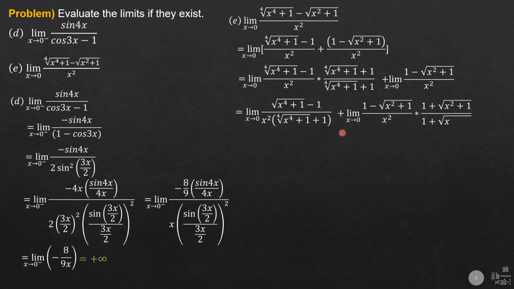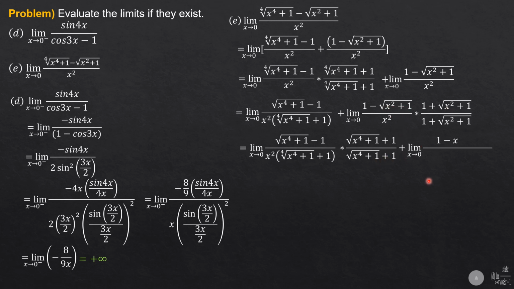So next, we rationalize further. So we rationalize the numerator of the second term by multiplying by 1 plus the square root of x squared plus 1, the conjugate of this, over the same thing. We also rationalize this further by multiplying by the square root of x to the fourth plus 1, then divide by the same thing. So we copy everything, then multiply and divide by the square root of x to the fourth plus 1, then plus 1, over the square root of the quantity x to the fourth plus 1, then plus 1. Then this one becomes 1 minus x squared minus 1.